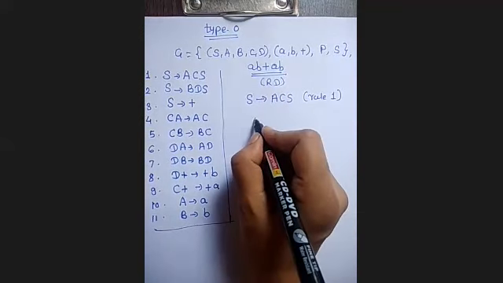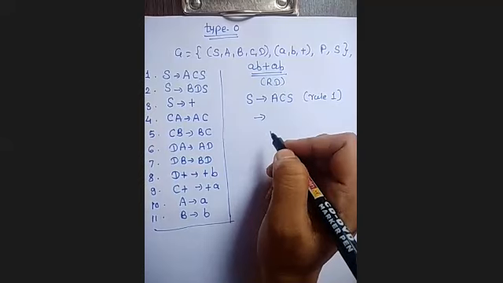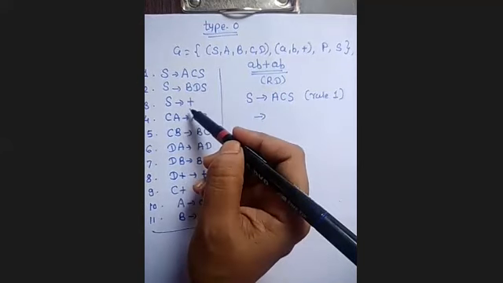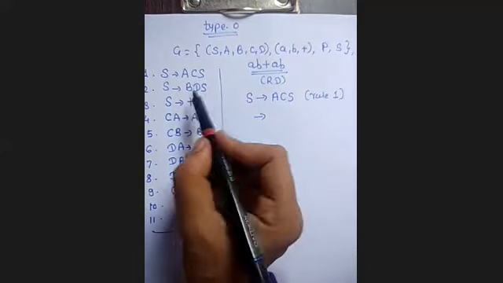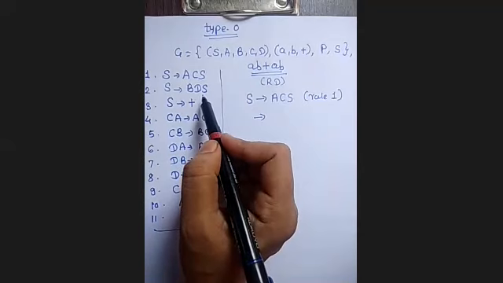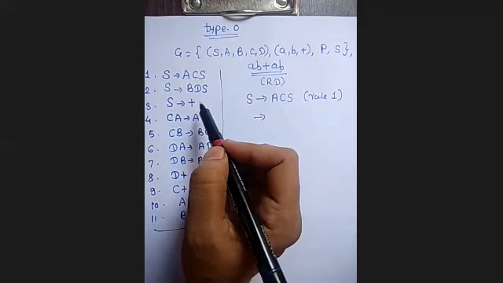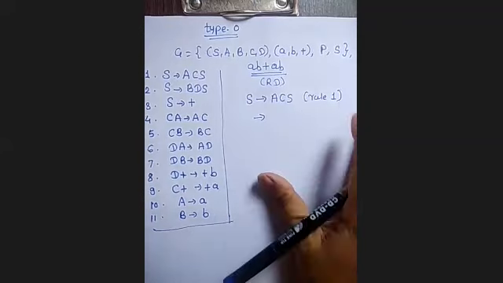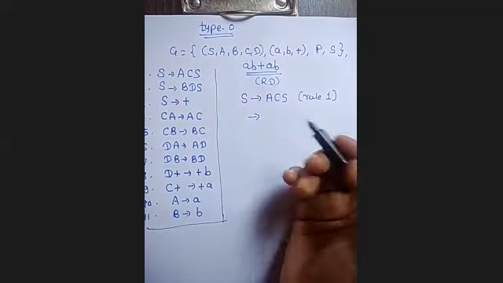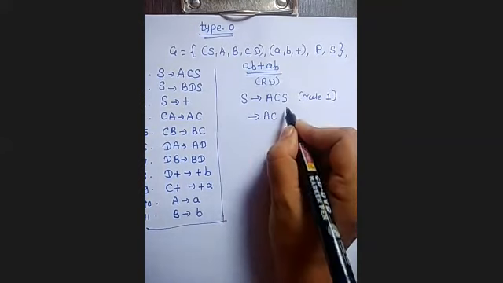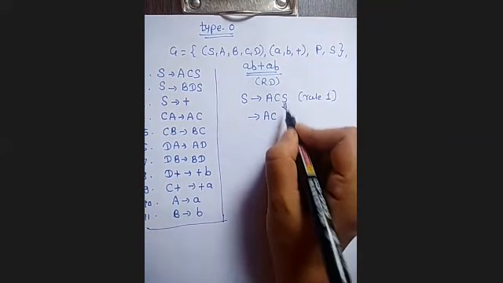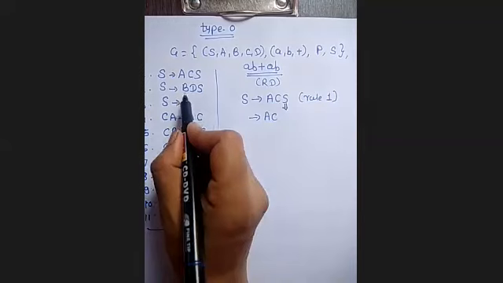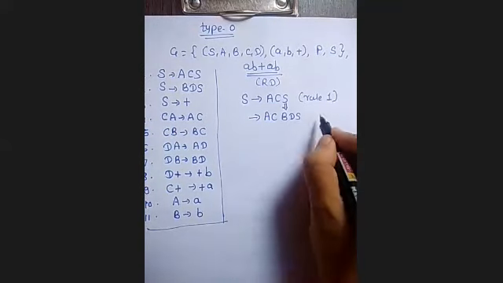Next, which rule is to be applied now? Rule number 3 is for S, and there are 3 ways: S derives plus, S derives BDS. Which rule should I apply here? Can anybody guess? Rule number 1 or 2? As you are all saying, rule number 2. As it is a rightmost derivation, the rule is applied to the rightmost non-terminal first. So we'll replace S by BDS. So it is rule number 2.